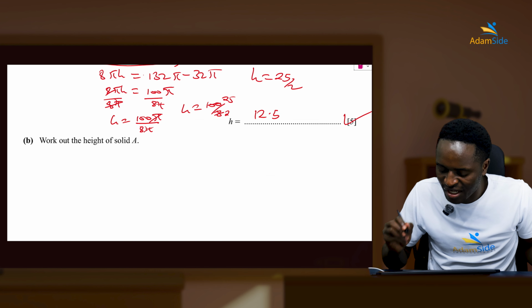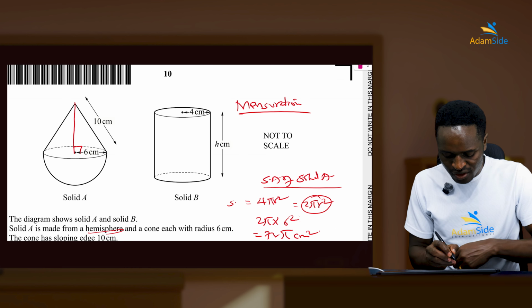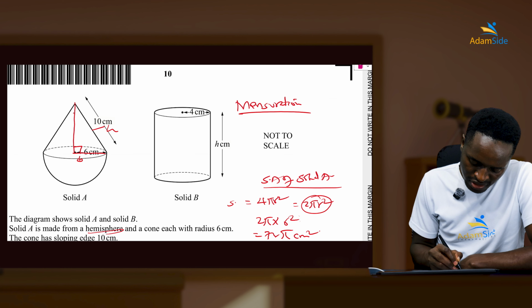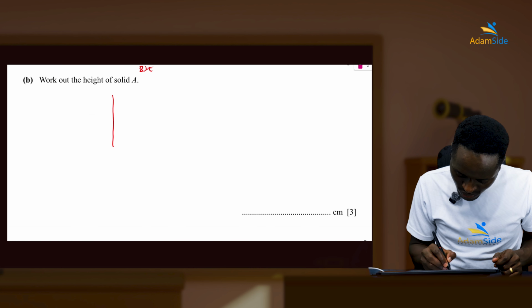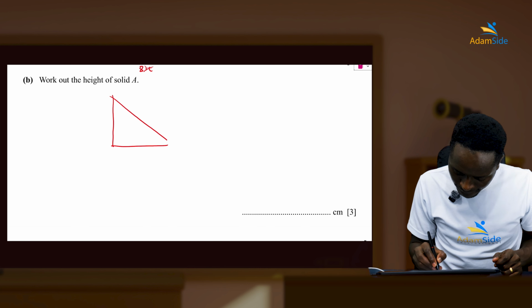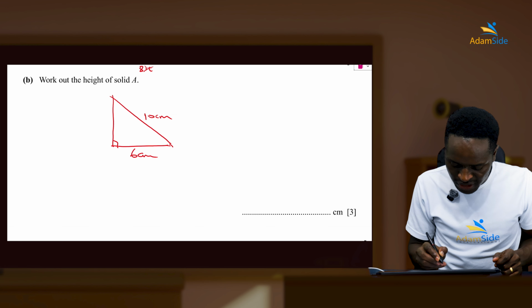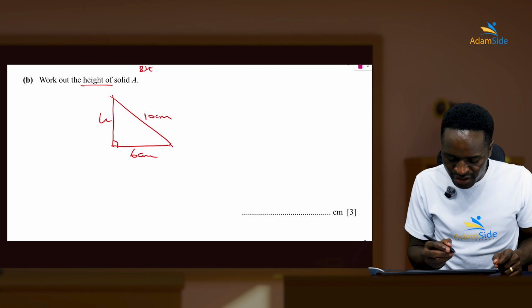You score all 5 marks. Then work out the height of solid A. In that case, it means you are forming a right angle triangle. You have this as the hypotenuse, and then you have this as the base, and they want the height. Correct. So 6 and 10. And we go down. So we have 6, and then this is 10 centimeter, and then 6 centimeter. And now they need the height.